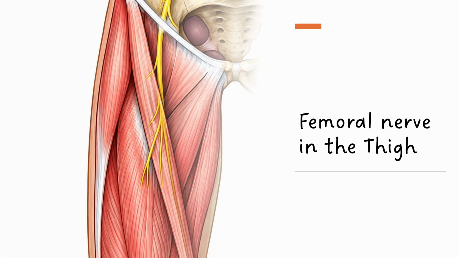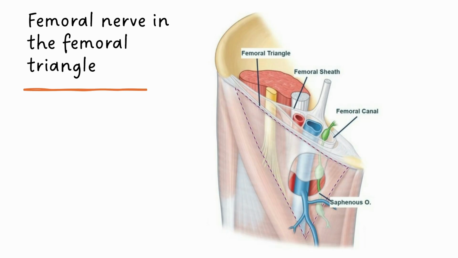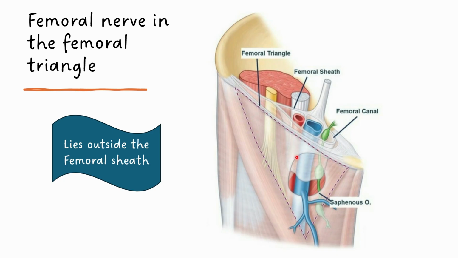So now let's look at the course of the femoral nerve in the thigh. The femoral nerve enters the thigh by passing behind the inguinal ligament and lies lateral to the femoral sheath. And in the thigh, it lies in a triangle which we call the femoral triangle. Now here you need to remember that the femoral nerve lies outside the femoral sheath. It doesn't lie within the femoral sheath but outside and lateral to the sheath.